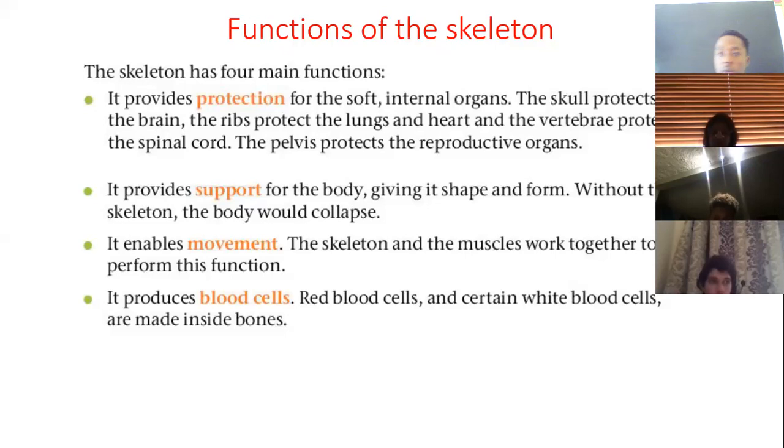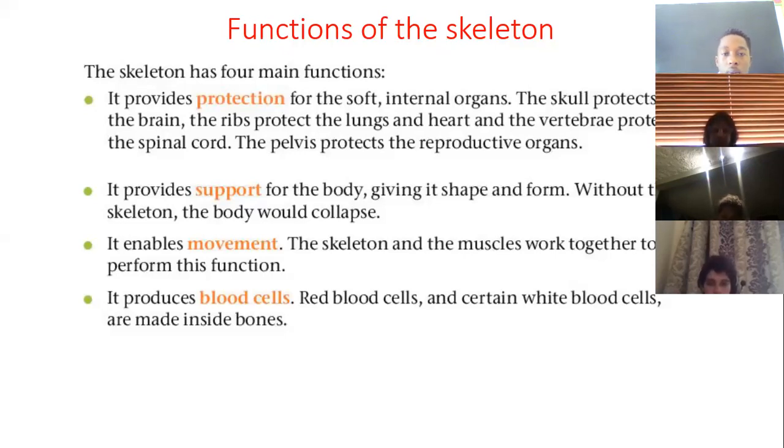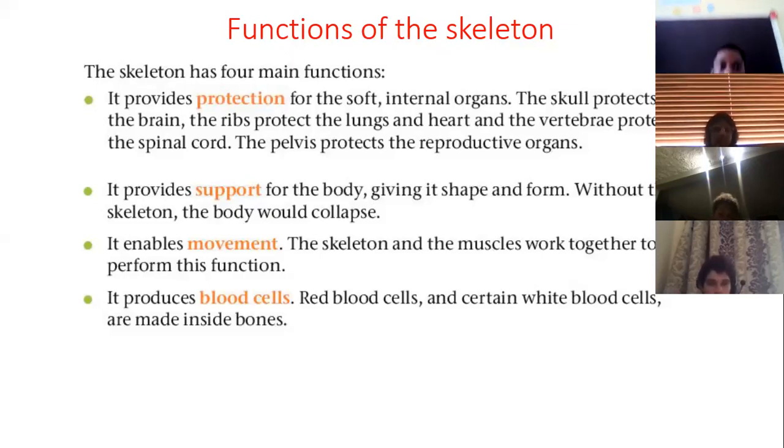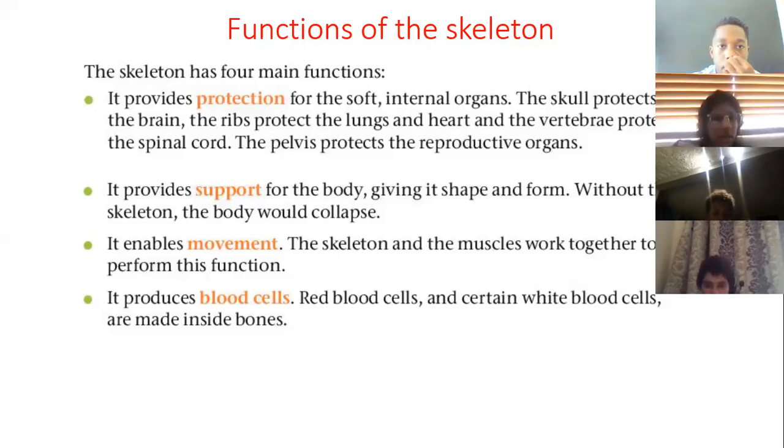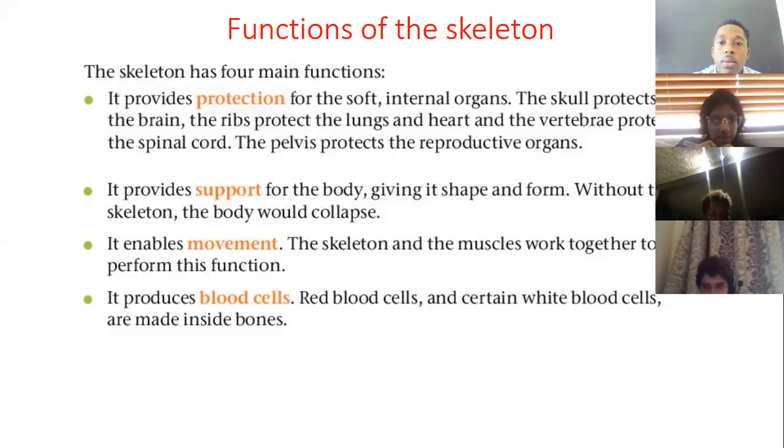Please read those for me, please. Okay, let me read. The skeleton has four main functions. It provides protection for the soft internal organs. The skull protects the brain, the ribs protect the lungs and heart, and the vertebrae protect the spinal cord. The pelvis protects the reproductive organs. It provides support for the body, giving it shape.